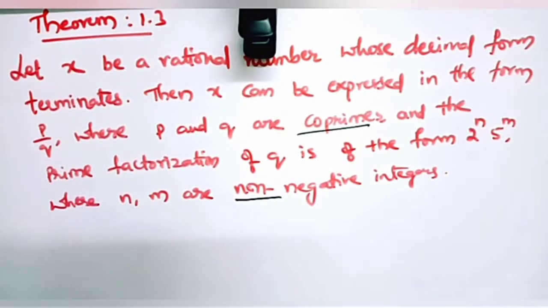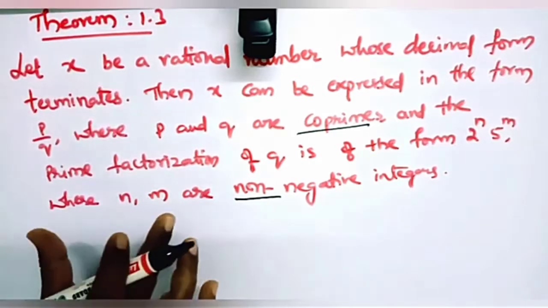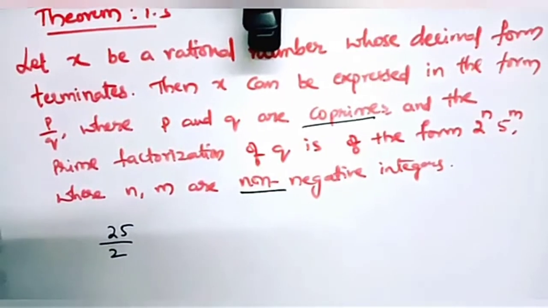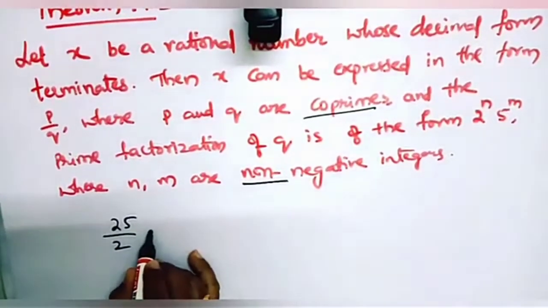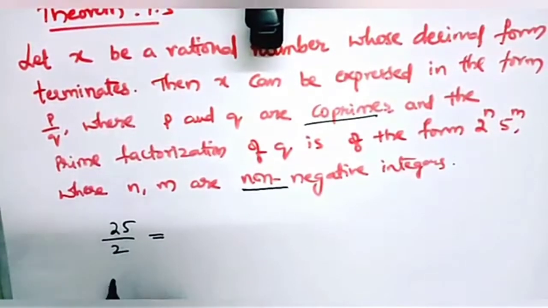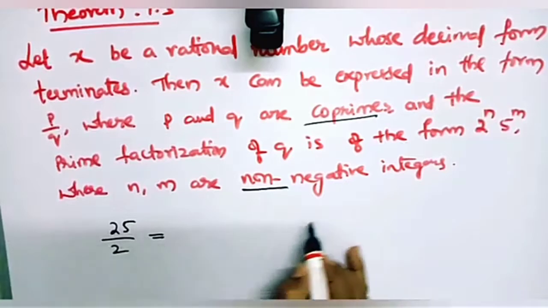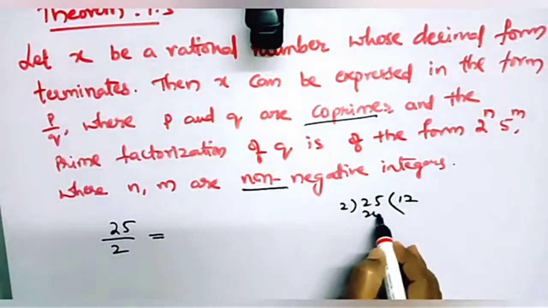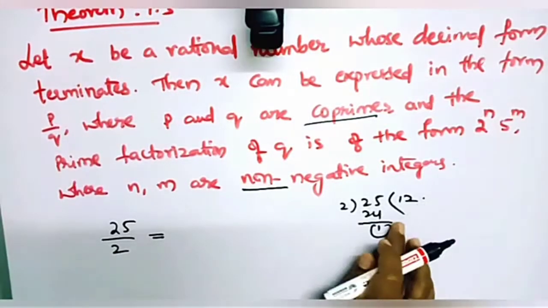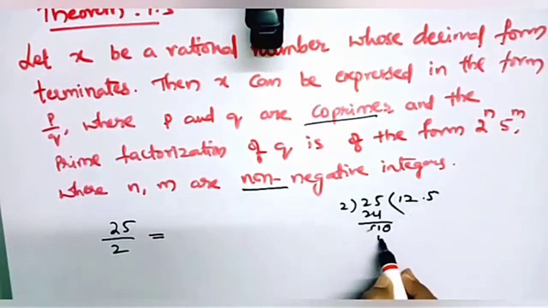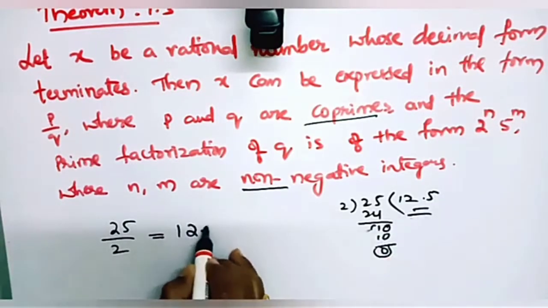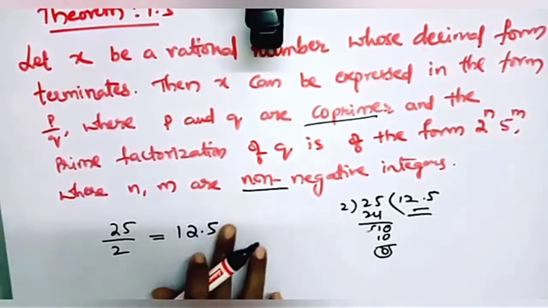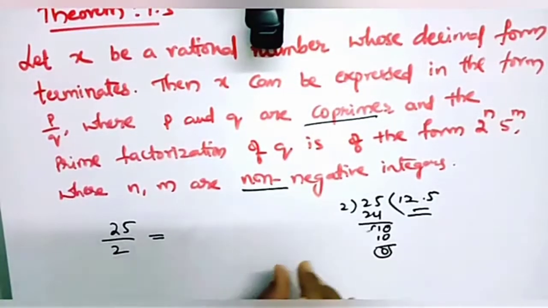For example, what is the meaning here? This theorem states that, for example, if I take 25 by 2 as a rational number and write it in decimal form, how do we write it? We do the division with 2. 2 times 12 is 24, then the remainder will be 1. So take the decimal point and take 0, then 2 times 5 is 10, and you will get the answer. So the decimal form of 25 by 2 is 12.5. Instead of doing the division, I can also write 25 by 2 in decimal form another way.